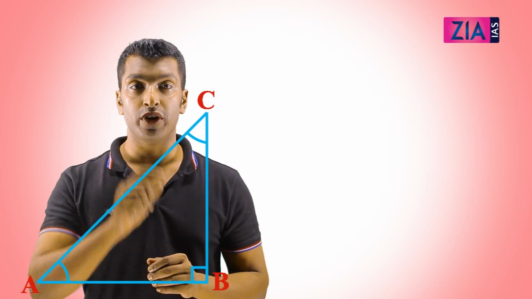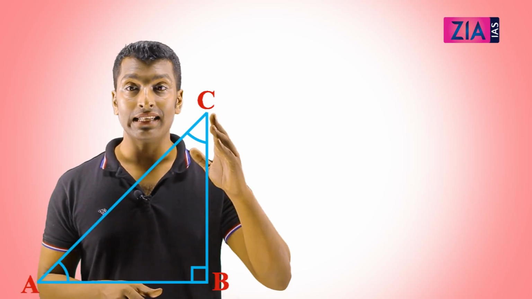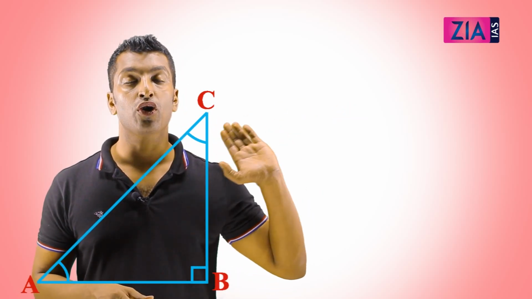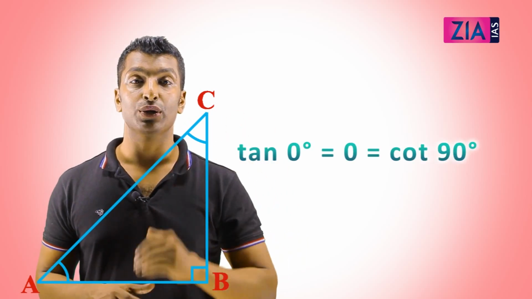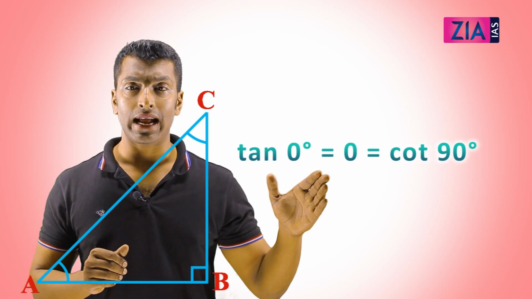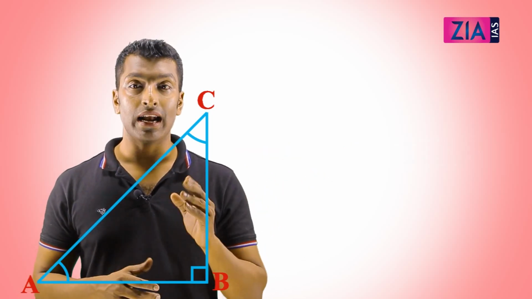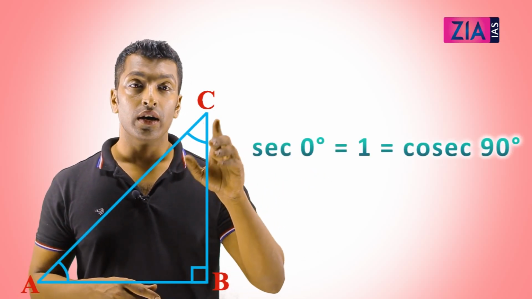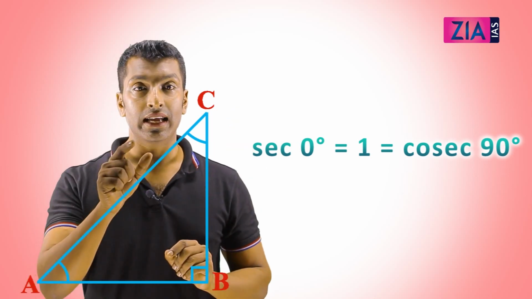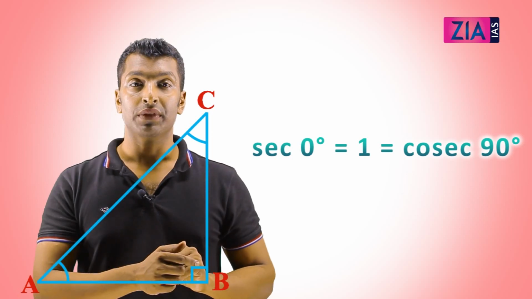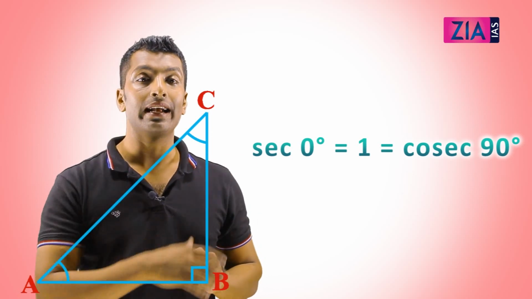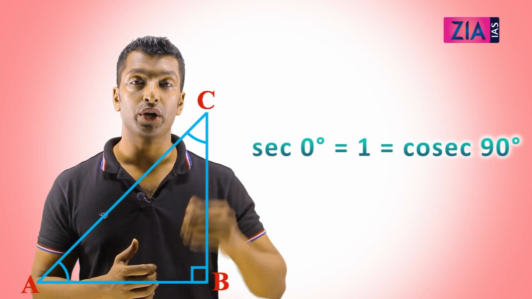But one very important point you need to remember is tan 0 is 0, which is equal to cot 90. We have seen already tan 0 is 0, cot 90 is also 0. Similarly, sec 0 is 1, which is equal to cosec 90. So sec 0 and cosec 90 are the same, equal to 1.